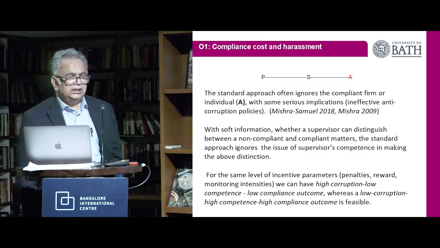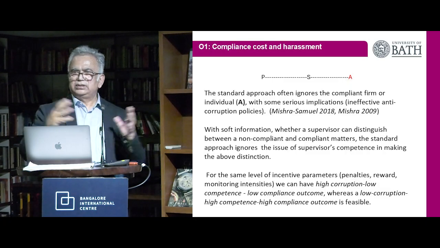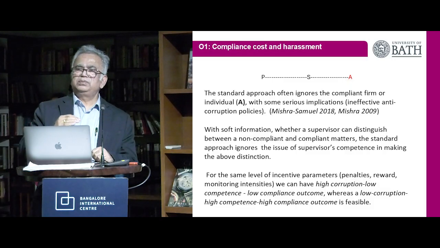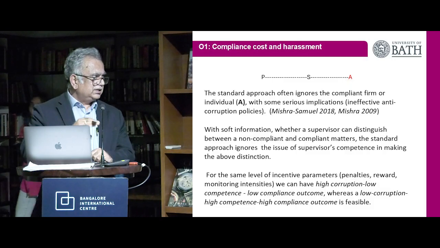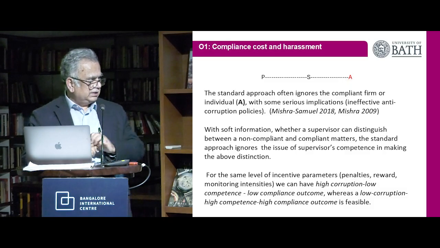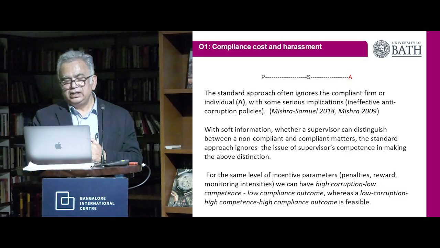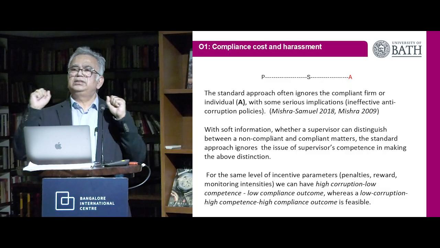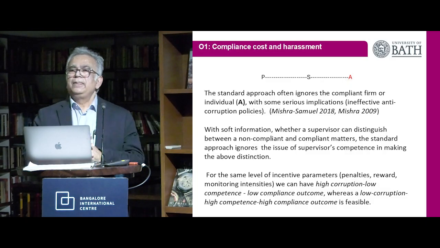Just to give you an example, this is not the entire spectrum. When there is soft information and the supervisor cannot distinguish between a non-compliant and a compliant, there will be a tendency to put everybody into the process. (There's a typo there.)